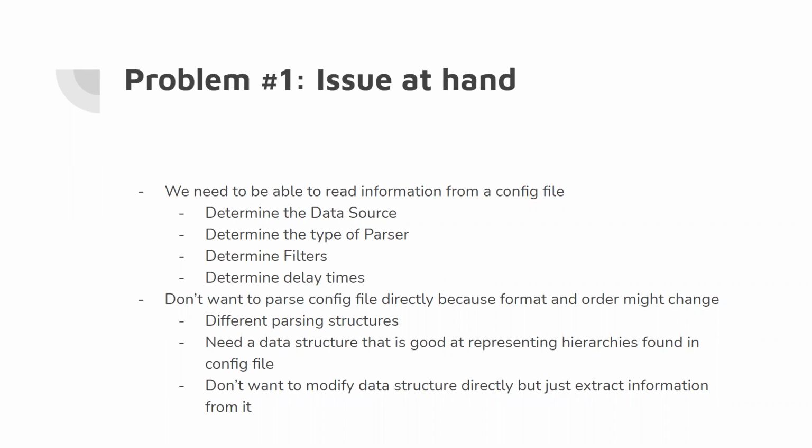Now, we don't want to parse the config file directly because the format and order might actually change. There could also be different parsing structures, and that would be very troublesome if we tried to parse the config file directly. And we also need a data structure that is good at representing hierarchies found in the config file. Now, we don't want to modify the data structure, but just extract information from it.